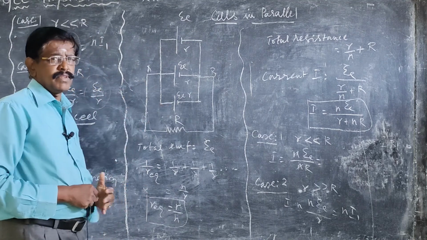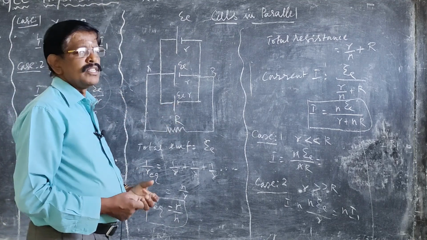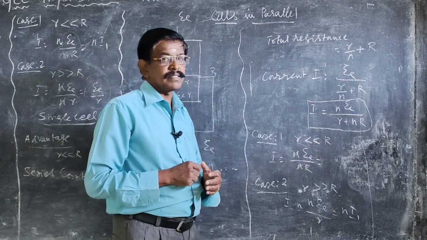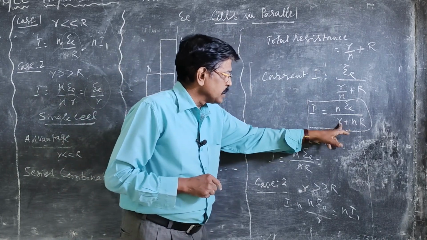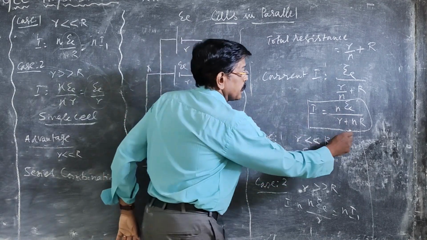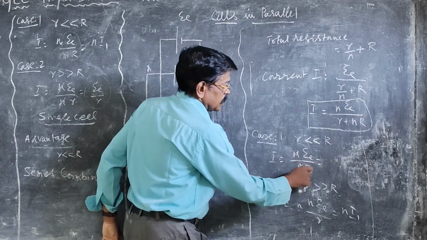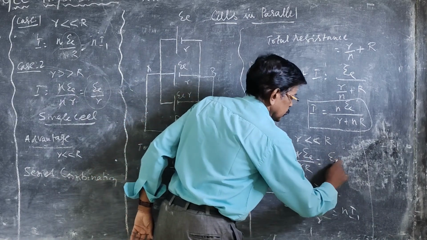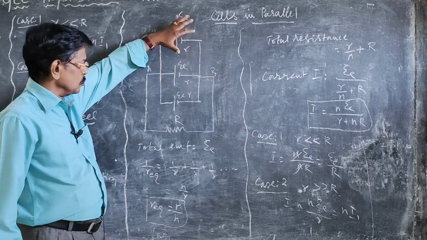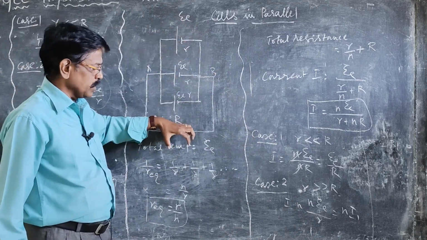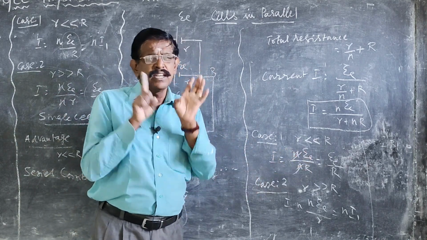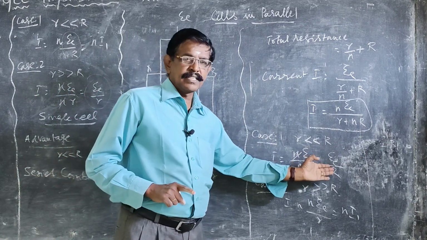As usual, we have to analyze case number 1. Suppose you assume the internal resistance is very much less than the external resistance. So if this is compared to this value, this is neglected. So what you will get is n psi by nr. n cancels. So it is nothing but psi by r. So if the internal resistance is low and we connect in parallel combination, the current in the circuit is equivalent to the single cell current. That is the answer we are getting.